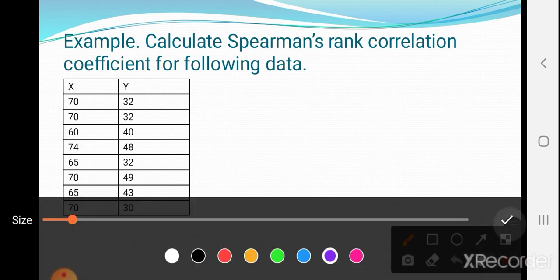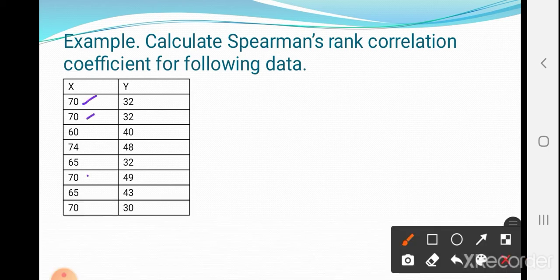Here in the x variable, 70 is repeated 4 times and 65 is repeated 2 times. Similarly in the y variable, 32 is repeated 3 times. That means here the values in the x variable and y variable are repeated. So use here case 2, that is for repeated ranks.